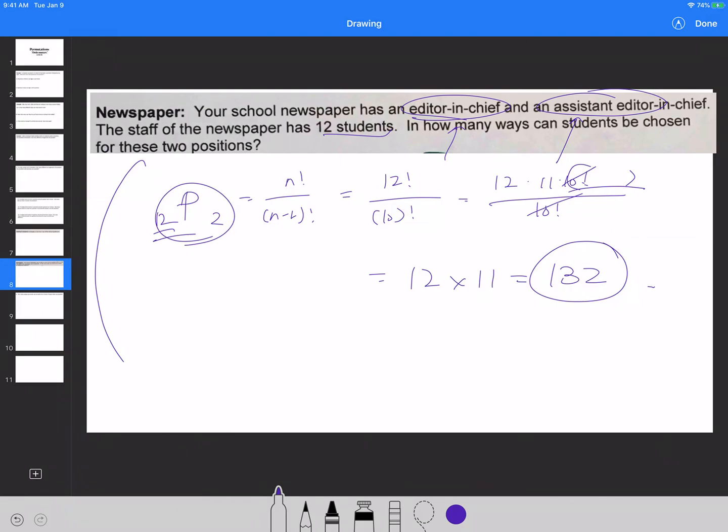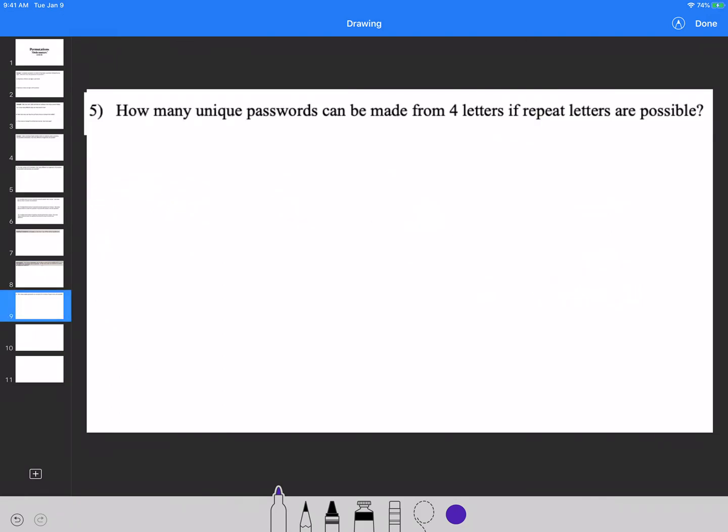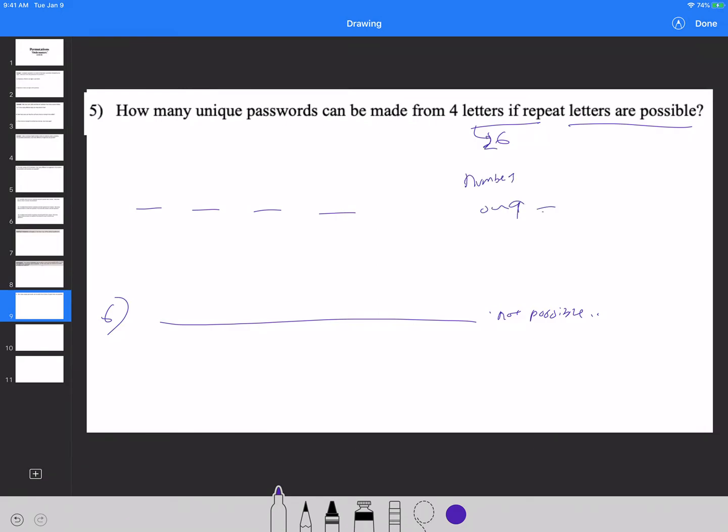Okay. Last question for the day. How many unique passwords can be made from 4 letters if repeat letters are possible? So if I create a second context of the question, if repeat letters are not possible, then what to do for these two types of questions? Well, here we have 4 letters, now passwords could involve alphabets, where letters are 26, and numbers are 10, because it's from 0 to 9, which is 10.